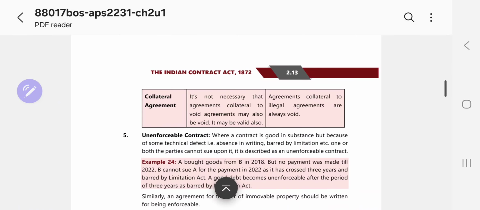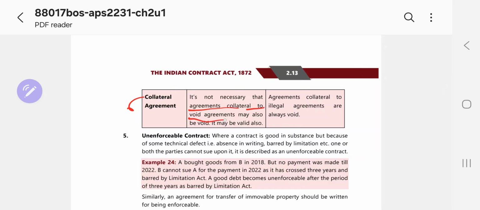As per collateral agreement, it is not necessary that agreements collateral to void agreements are also void. It may be valid also. Agreements collateral to illegal agreements are always void agreements. So an activity which is collateral to this contract, it is not necessary that the collateral activity is also a void contract.